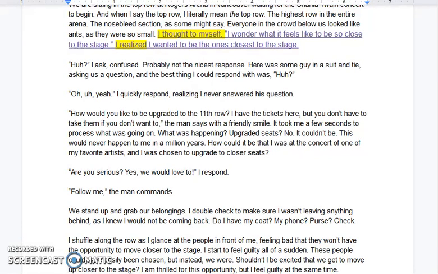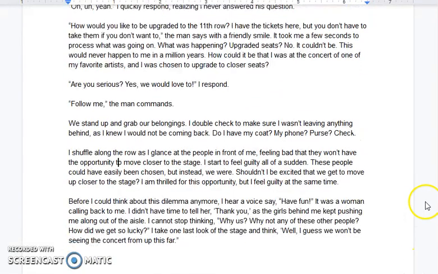Again, add more characters. You don't want to just be by yourself. Add some characters. This man, I kind of made him sound like some creepy guy. "Follow me." But I promise you, he was not creepy. He was actually very nice. And he worked for the arena, and he brought us down to the 11th row. Again, so that happened. And then you have the falling action.